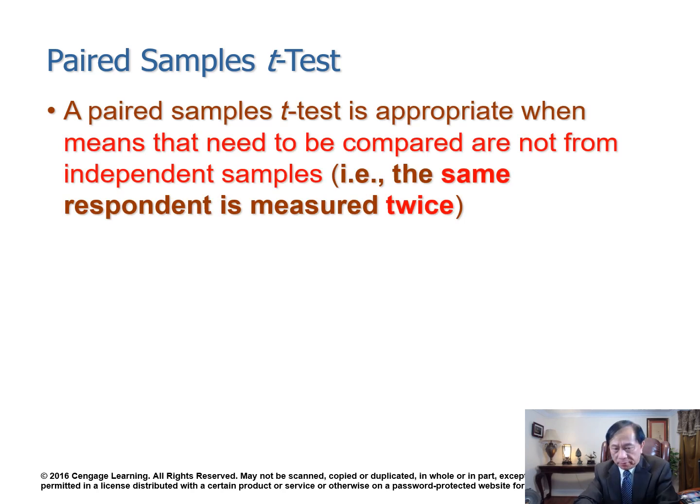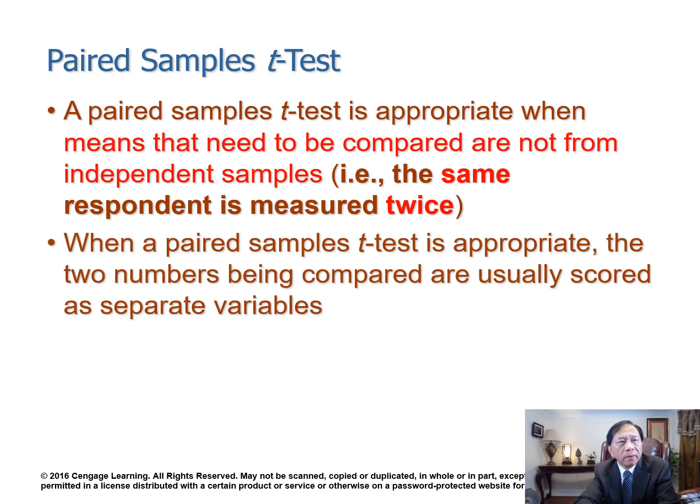Paired sample t-test. A paired sample t-test is appropriate when the means that need to be compared are not from independent samples. For example, the same respondent is measured twice. We can use a paired t-test when means that need to be compared are not from independent samples, because they're dependent on each other. When a paired sample t-test is appropriate, the two numbers being compared are usually scored as separate variables.